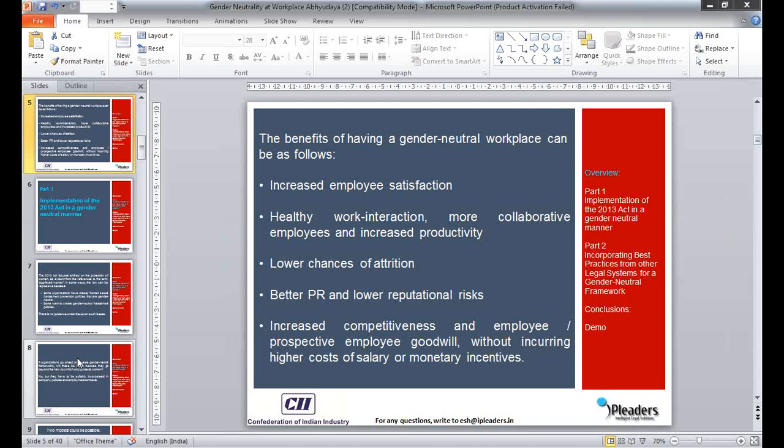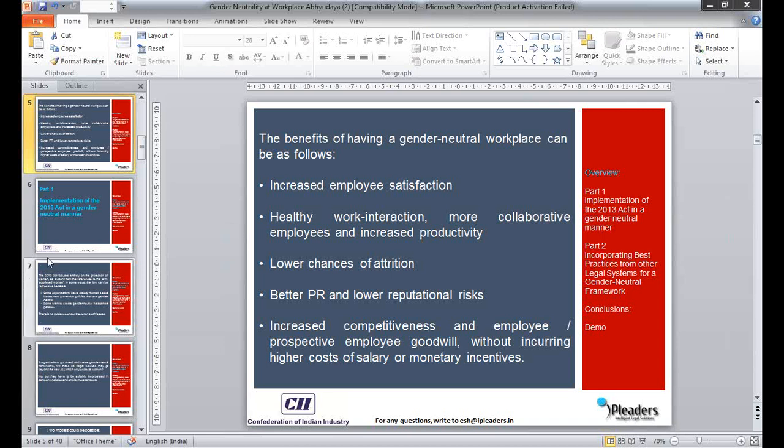Of course, apart from increased employee satisfaction, there are lower chances of attrition. There can be better PR and lower reputational risks as well. What happened in Tehelka essentially was that there were clear-cut instances of the company trying to play the harassment down, because the allegation was against the founding editor. On the other hand, if you have an organization which has systems to tackle these problems, from a PR and reputational perspective it will be much better, because it can clearly be said that we are looking into it and we have constituted a committee to look into it. So strategically, it might have benefits.